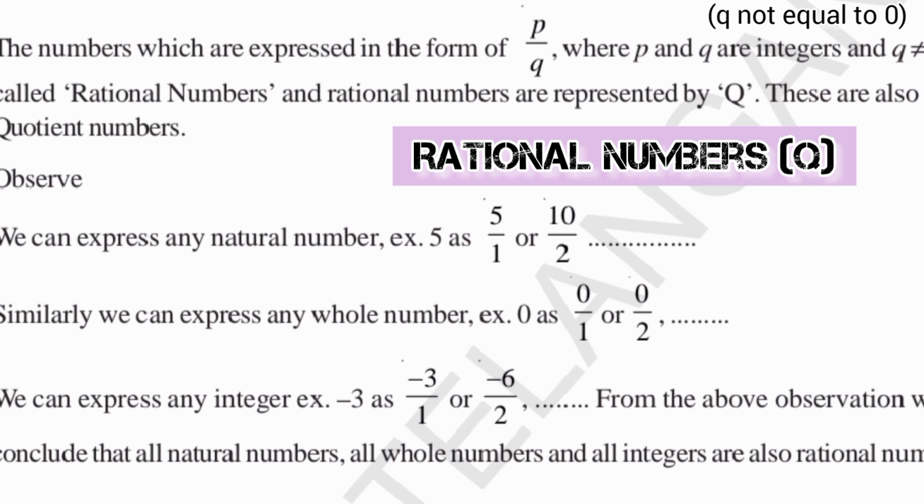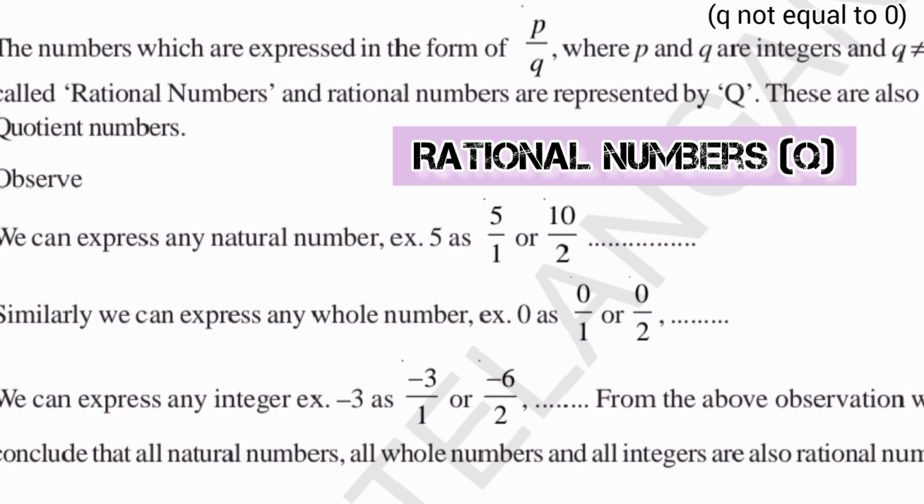So now let us see a few examples, say 5. It is a natural number. So natural numbers can be written as rational numbers. That is, 5 can be written as 5 by 1 or 10 by 2, etc. Like this, natural numbers can be written in p by q form. Now we'll see whole numbers. In whole numbers, we have 0. So 0 can be written as 0 by 1 or 0 by 2 or anything else. So it is also expressed in p by q form.